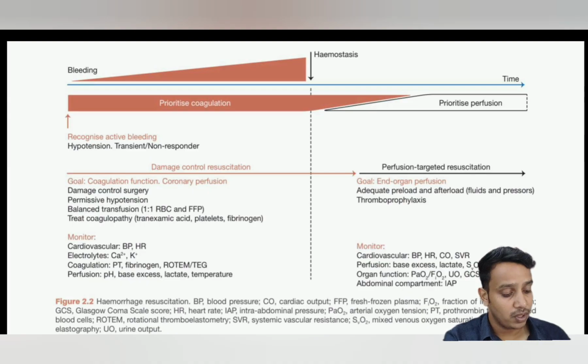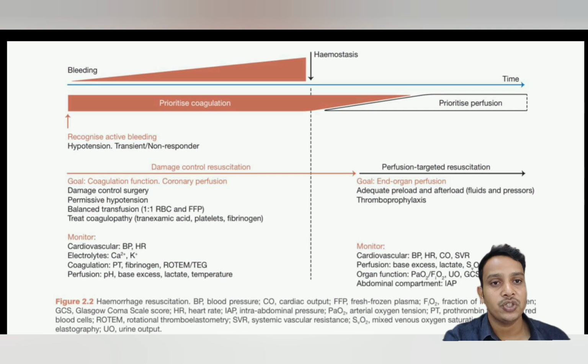So how to monitor perfusion targeted resuscitation? By the same cardiovascular parameters, blood pressure and heart rate, and you have to monitor cardiac output and systemic vascular resistance. Perfusion by base deficit, lactate, and mixed venous oxygen saturation is important. For organ function, if you want to maintain perfusion to the lungs, the PaO2/FiO2 ratio is important. Urine output monitoring is also important, and GCS monitoring for your CNS. And the abdominal compartment by intra-abdominal pressure. So these are the perfusion targeted resuscitation points.